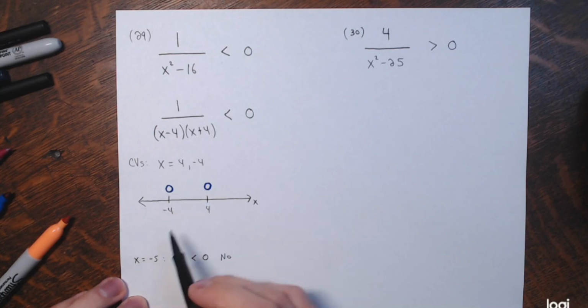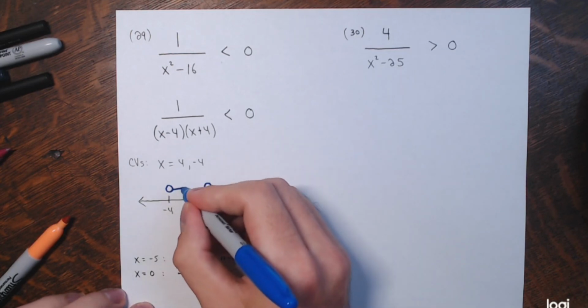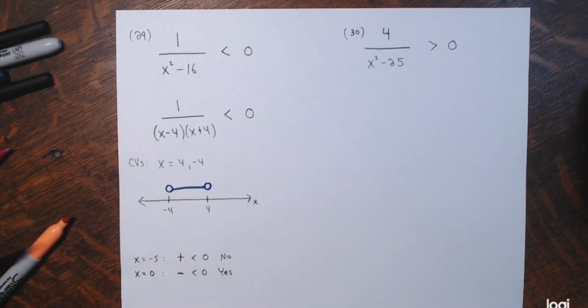Between negative 4 and positive 4, how about x equals 0? You'd have a negative number on the left. Is that less than 0? Yes. So the numbers between negative 4 and positive 4 are solutions.